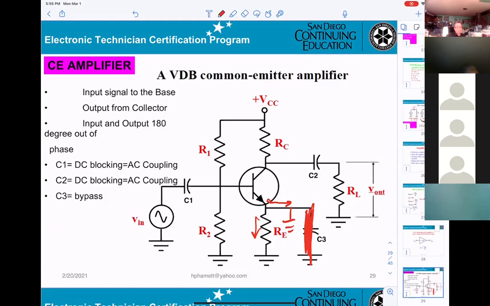And did somebody say that provides more gain to the amplifier? If you have the bypass, the gain of the amplifier will be more. Right, that's the reason. Now, when I turn it into the AC circuitry, you don't see any C3 anymore.